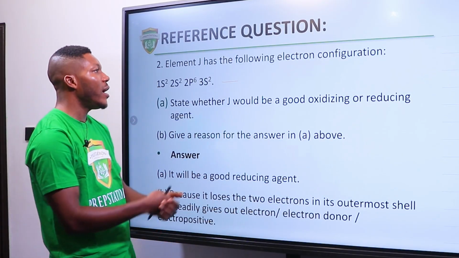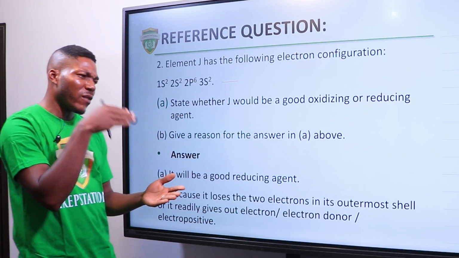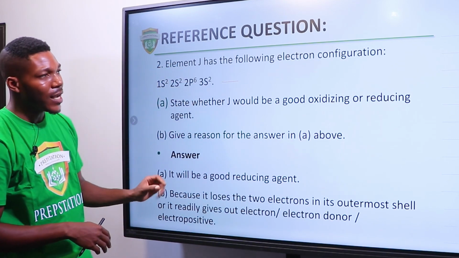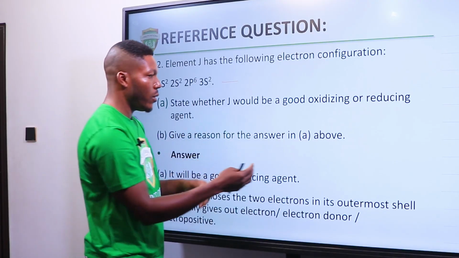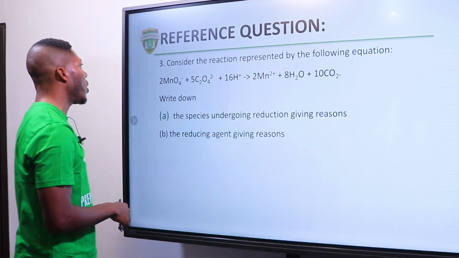So you must identify this by the electronic configuration. This is an indirect question, and this is how questions these days normally come in a trick form. All right. So let's look at other examples, other questions.